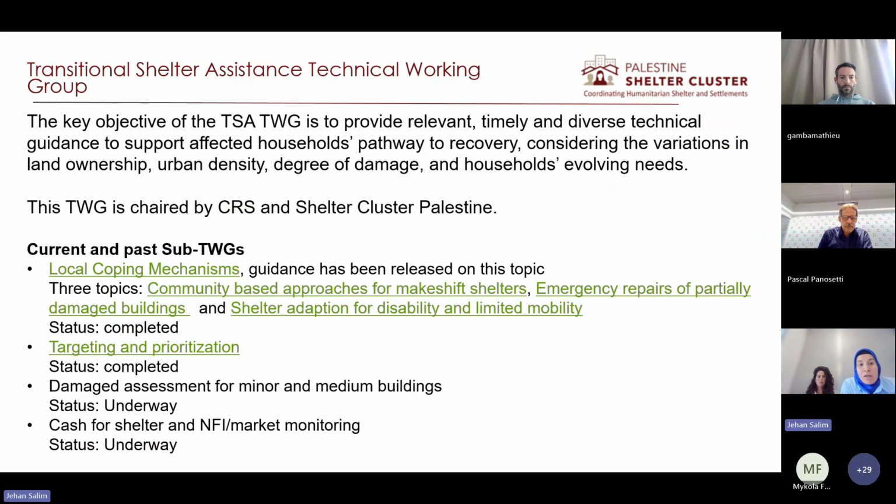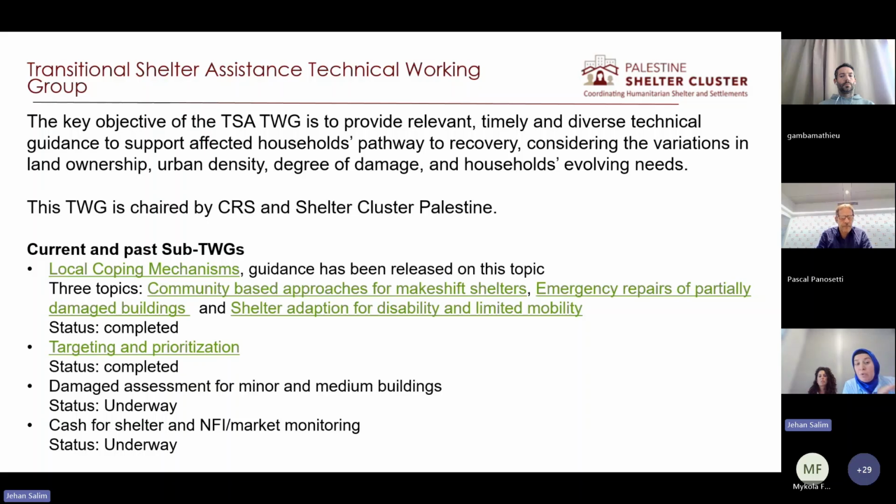And then here, we do have a transitional shelter assistance technical working group for Shelter Cluster Palestine. That is the key objective of this technical working group, to provide relevant, timely and diverse technical guidance to the partners on ground. And this will draw the pathway to recovery, considering the variation in land ownership, urban density in Gaza especially, the degree of damage, the household evolving needs. So this is led by CRS and the Shelter Cluster Palestine.